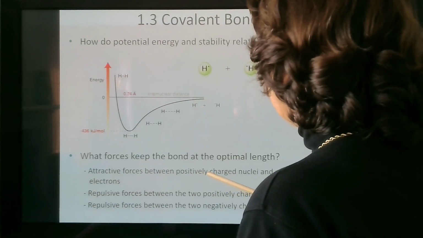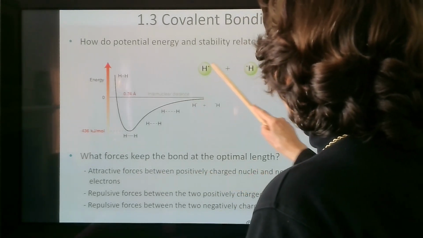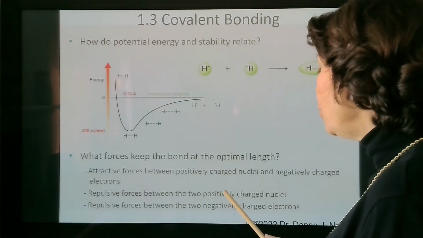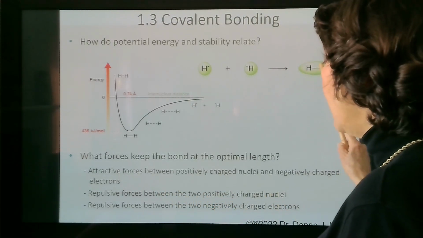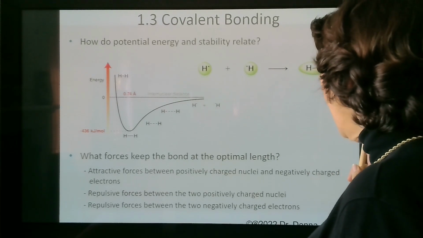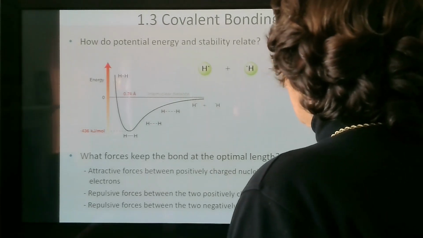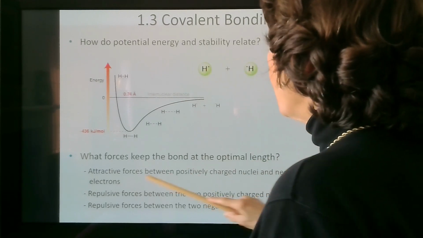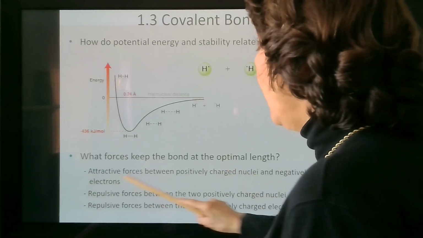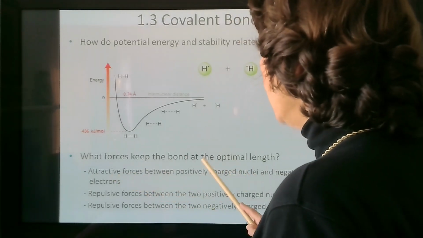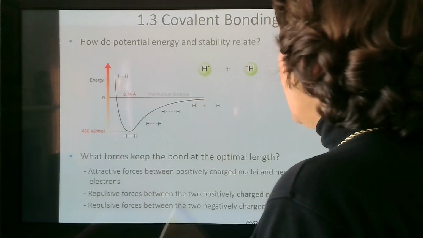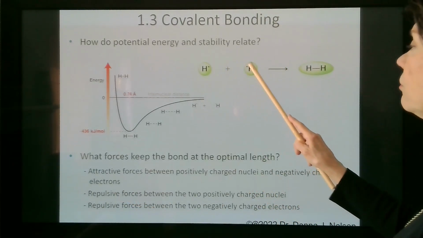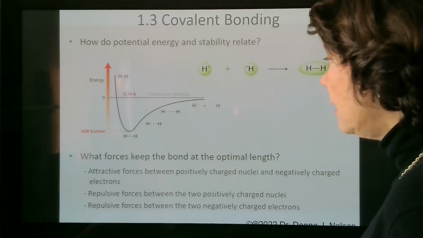Attractive forces between positively charged nuclei and negatively charged electrons, and the repulsive forces between the 2 positively charged nuclei and the repulsive forces between the 2 negatively charged electrons. So you have the attraction between the nuclei and the electrons, positive attracts negative, and you have the repulsion between the positively charged nuclei and between the negatively charged electrons.